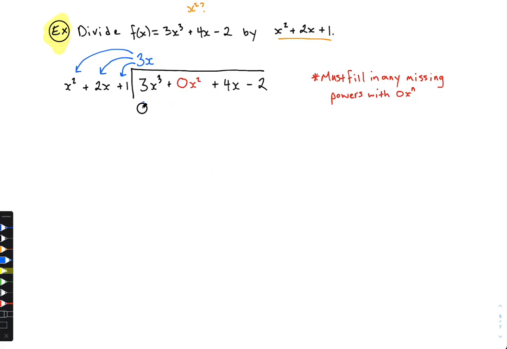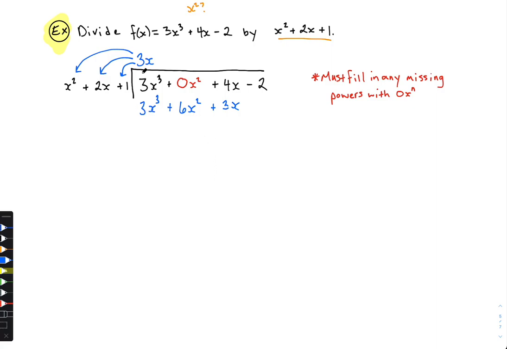3x times x squared, we know, is 3x cubed. That's why we picked 3x squared. 3x times 2x is plus 6x squared. Now you can see why that placeholder is important, because now I've got these like terms above each other. And then 3x times 1 is plus 3x.